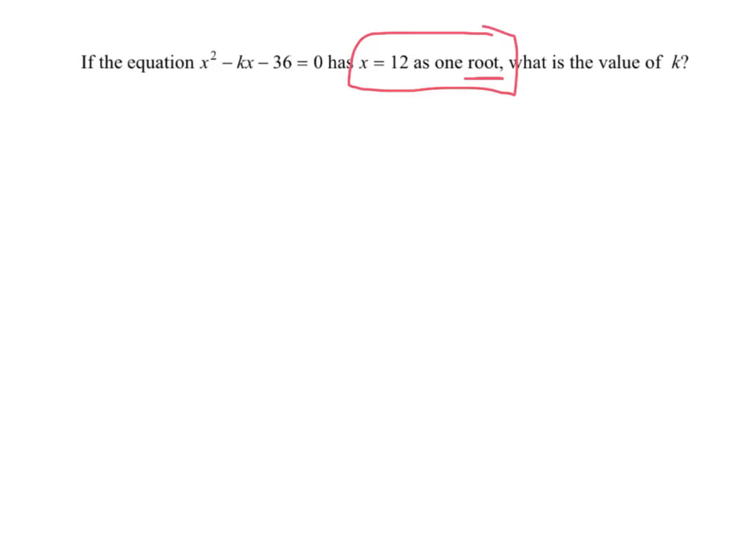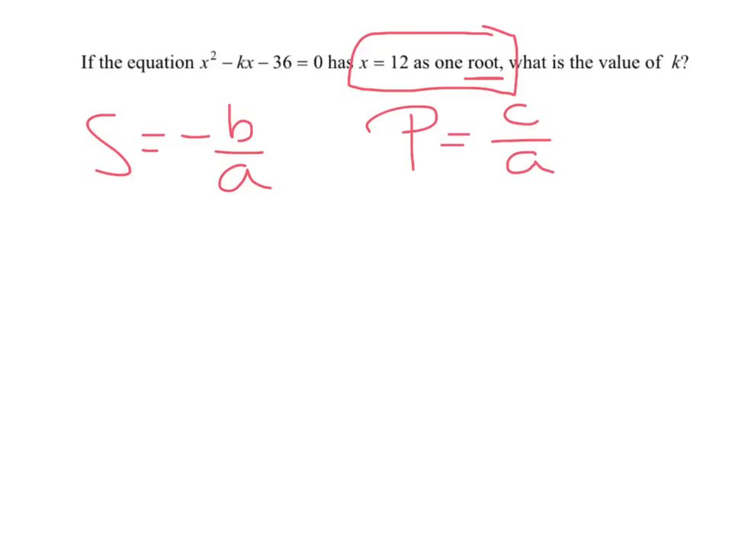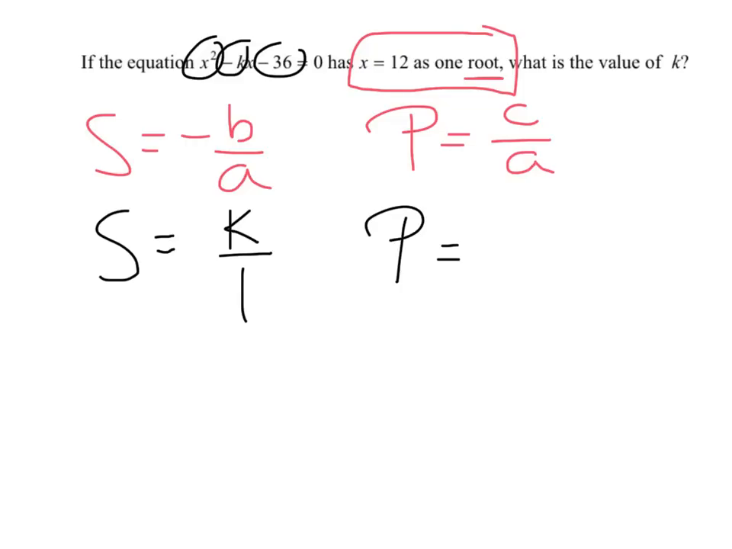Okay, but it's still a sum and product question. So let's start with sum. Sum equals negative b over a, product equals c over a. And I'm going to plug in anything I can to both of them. I know the sum is equal to, I have to negate this, so I'm going to say it's k over 1. Hopefully you see the a value is 1, the b value is the negative k, and the c value is negative 36. And I'm going to say the product equals negative 36 over 1.